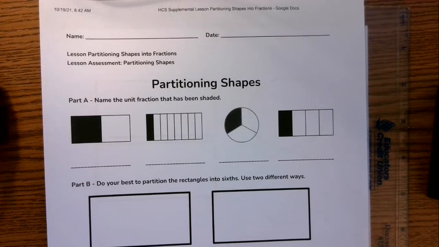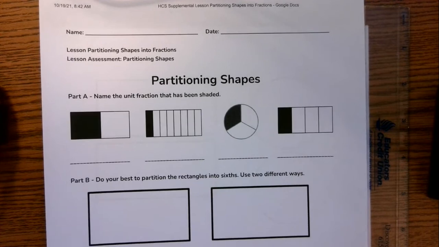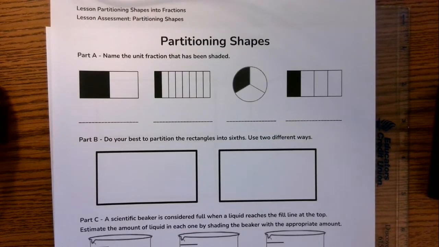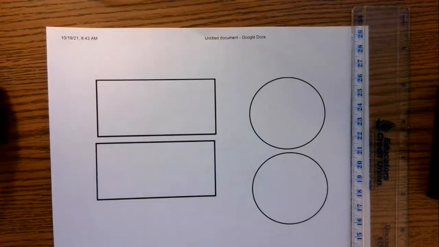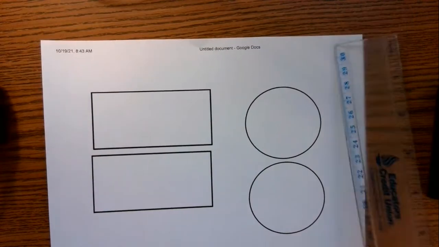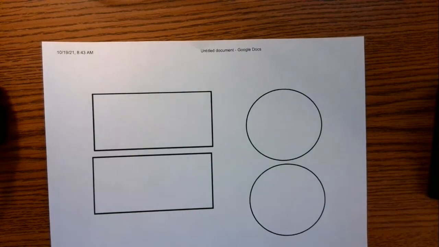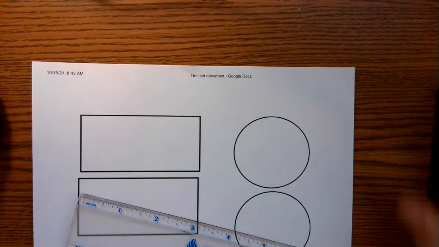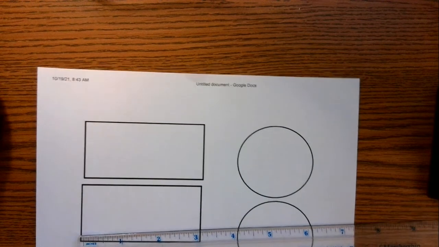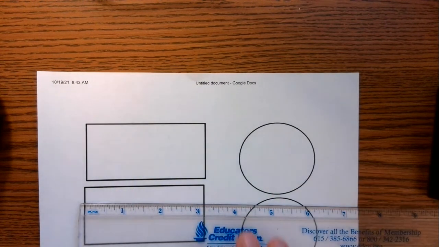Hello, the purpose of this video is to go over how to partition rectangles like on your assignment using a ruler or a straight edge. So you will need a ruler or some sort of straight edge to help you do this, preferably a ruler if you have one to help you measure. I'm going to show you on rectangles and then on circles.